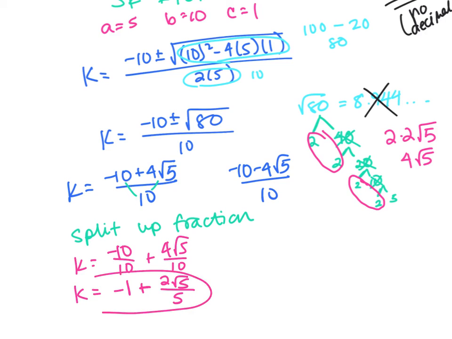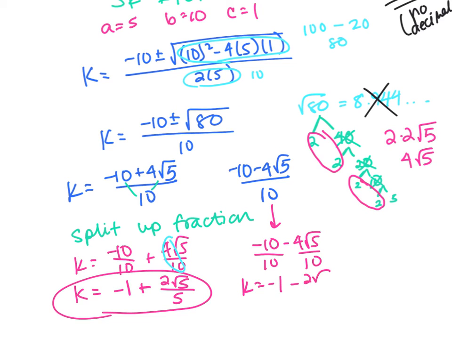So there's one answer. When you are simplifying these fractions, you're looking at the coefficients. You're simplifying that 4 over 10. Nothing can happen to the root 5. It's stuck. Okay, other one. Negative 10 minus 4 root 5 over 10. We're going to do the same thing. Split it up and reduce. Negative 1 minus 2 root 5 all over 5.